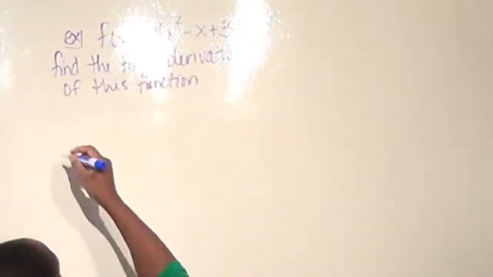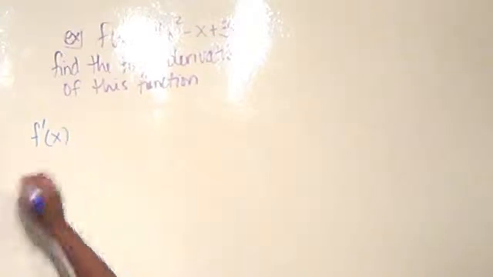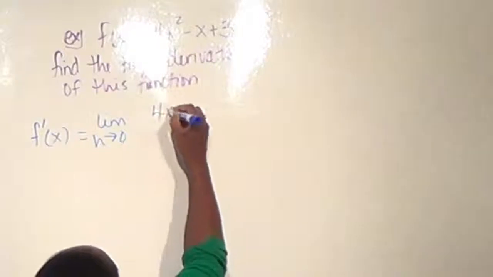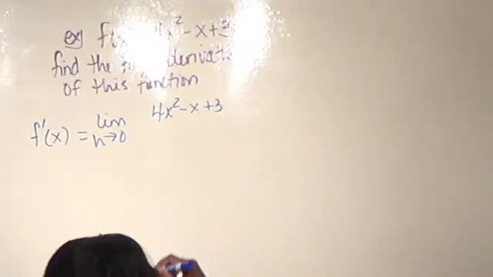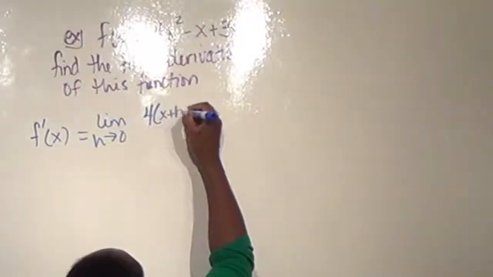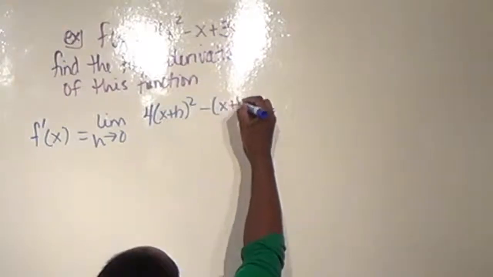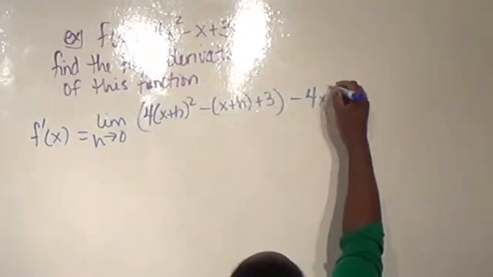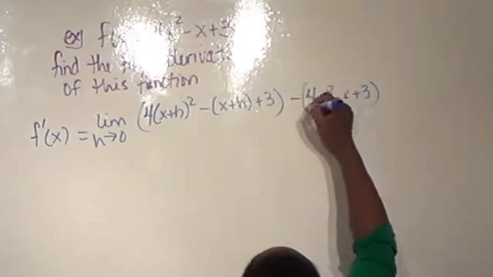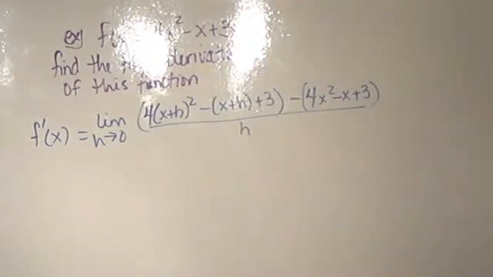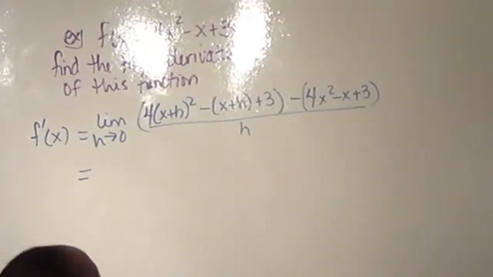Okay? So for f prime, meaning our first order, we know this is going to be the limit as h goes to 0 of 4 times x plus h squared minus x plus h plus 3, that minus the original 4x squared minus x plus 3, whole thing divided by h. Now again, we've seen the polynomial ones before, and the idea again is to FOIL them out and simplify down.